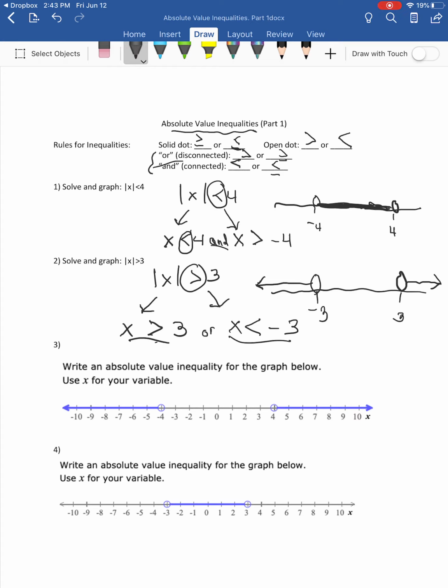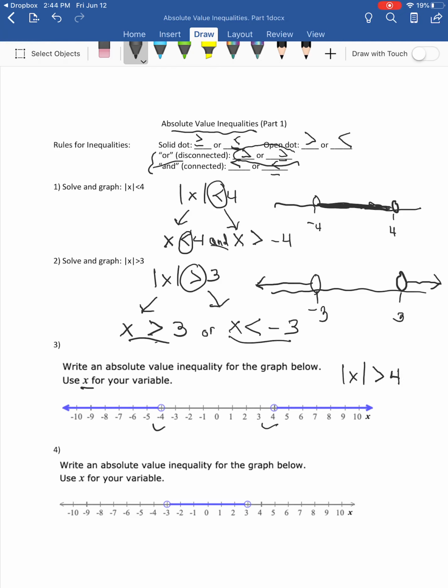Number 3, we have to come up with the absolute value inequality. So we got -4 and +4. The circles are open, so it's either going to be greater than or less than, not greater than or equal to, or less than or equal to. And they're disconnected, so when they're disconnected, it's going to be a greater than sign. So our absolute value inequality, and it says use x for the variable, is going to be absolute value of x is greater than 4.